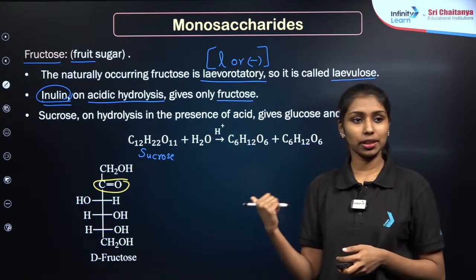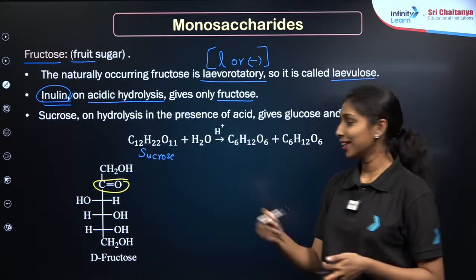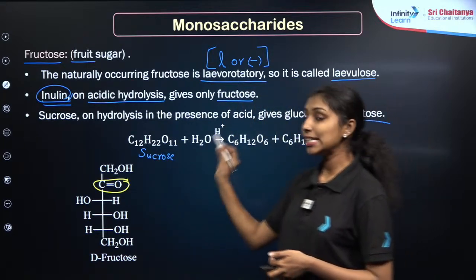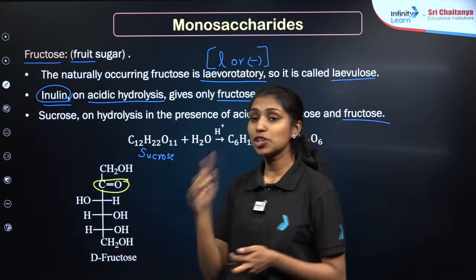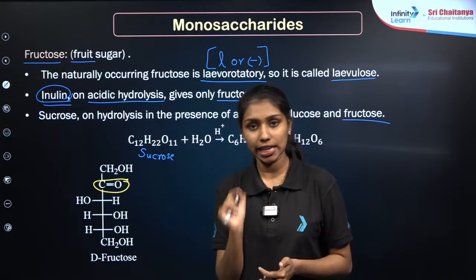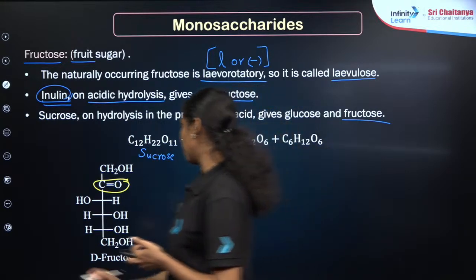What about this? Yes, correct. Ketose, right? You are correct, Priyanshu. It contains a ketone group, C double bond O. So we can call this particular fructose structure a ketose, right? Ketose.